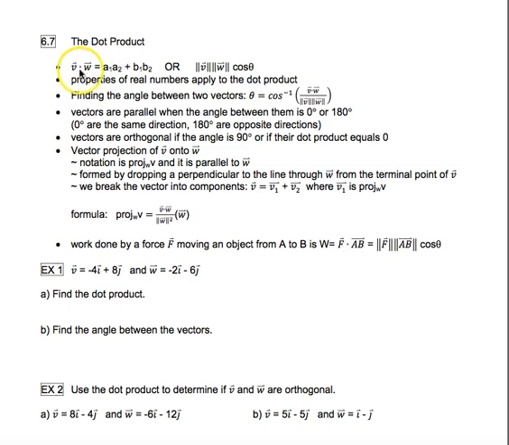So dot product we can find this way, or you can also find by taking the two magnitudes and then multiplying by the cosine of theta. Properties of real numbers do apply to the dot product. So you'll see that this multiplication and this addition works just like you would think that it would. When we need to find the angle between two vectors, we do that using this formula here.